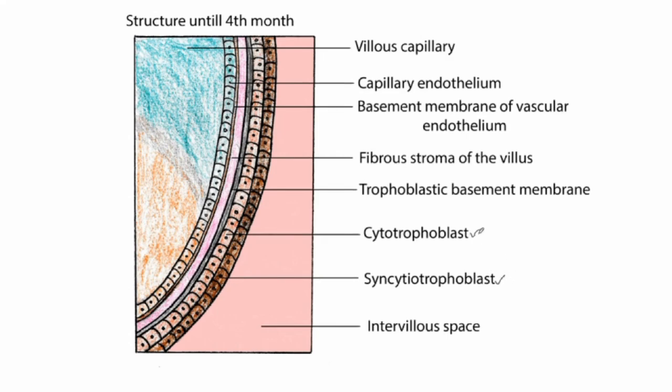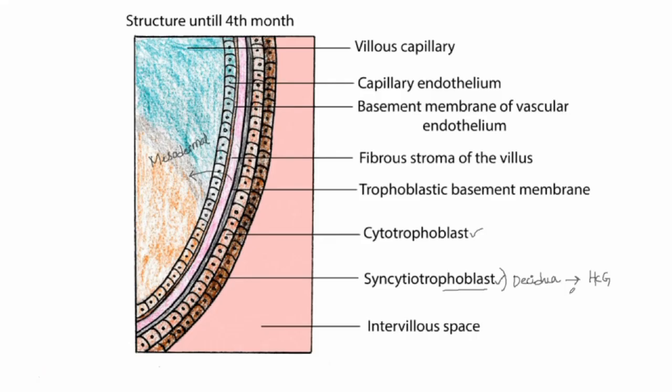Cytotrophoblast cells lie near the extraembryonic mesoderm, so they lie next to the mesodermal layer of the fetus. Whereas syncytiotrophoblast lies close to the decidua, that is the uterine part. So for the mother's side, syncytiotrophoblast is closest. For the fetal side, cytotrophoblast is closest. The syncytiotrophoblast cells lose their boundaries, as I already discussed.